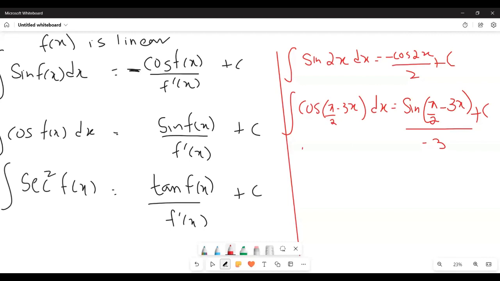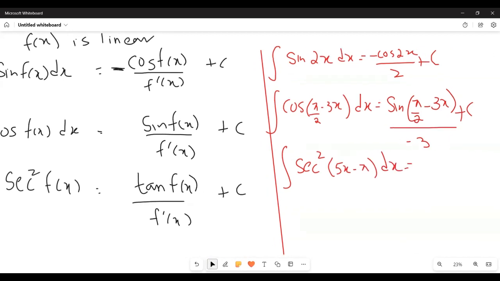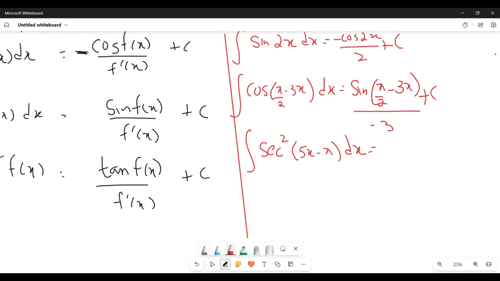Next is integration of secant square 5x minus 5. That will be tan fx upon f prime x, which is 5, plus c.